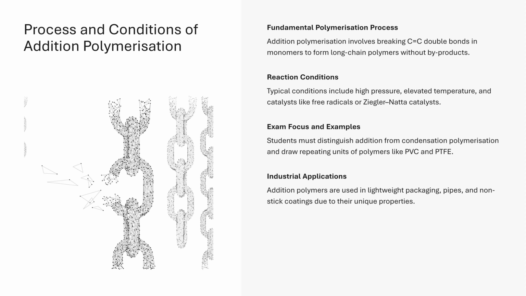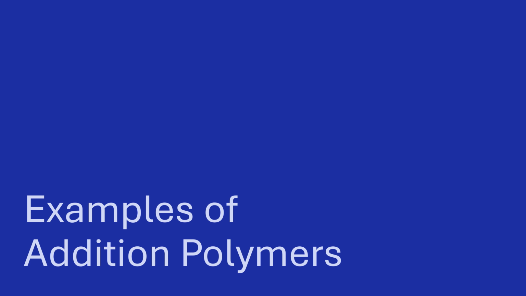This feature is essential for exam answers, as addition polymerization contrasts clearly with condensation polymerization. Conditions often include high pressure, elevated temperature, and the presence of a catalyst, depending on the specific polymer being produced. For example, polyethylene can be made under high pressure using a free radical mechanism or under lower pressure using a Ziegler-Natta catalyst.